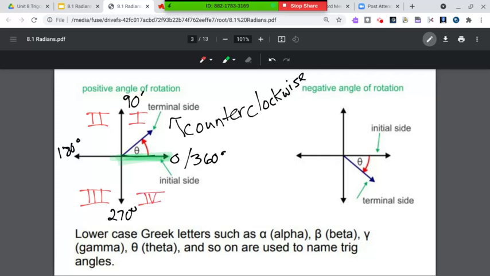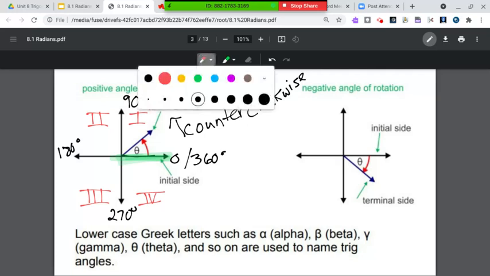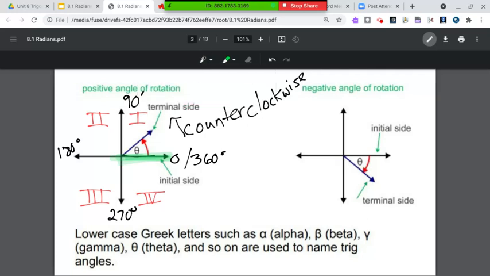If you have a negative angle of rotation, okay, funny, yes, you can measure negative with theta. If you have a negative angle, you will move clockwise. Negative is clockwise.